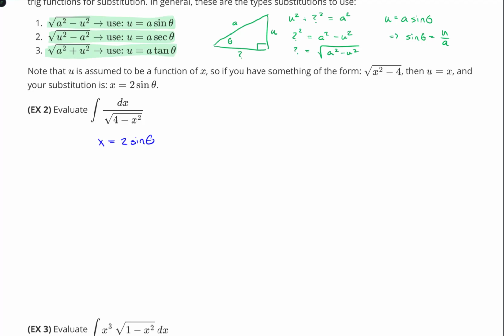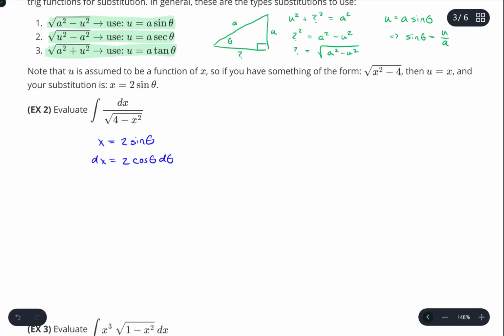Now, later on, you're also going to need substituting for dx. So go ahead and take the derivative of this equation. So the derivative with respect to x would be 2, the derivative of sine is cosine, and then d theta. And at this point, you really could substitute in for x, the 2 sine theta, and dx, this, and work it through.